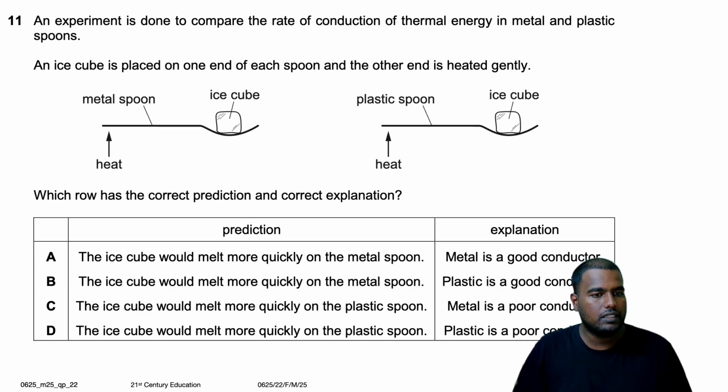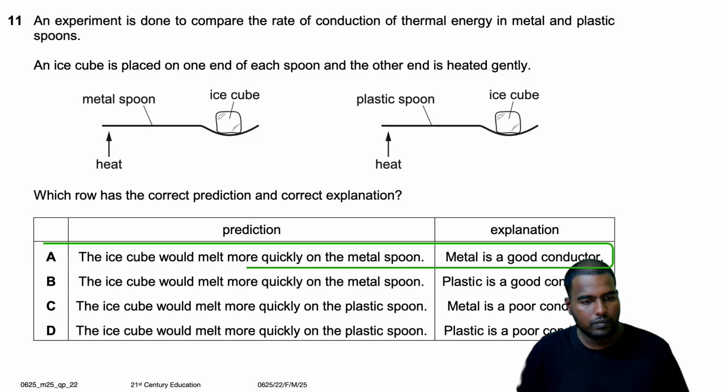An experiment is done to compare the rate of conduction of thermal energy in metal and plastic spoons. An ice cube is placed on one end of each spoon and the other end is heated gently. Which row has the correct prediction and correct explanation? The ice cube would melt more quickly on the metal spoon because metal is a good conductor. This is the right answer.